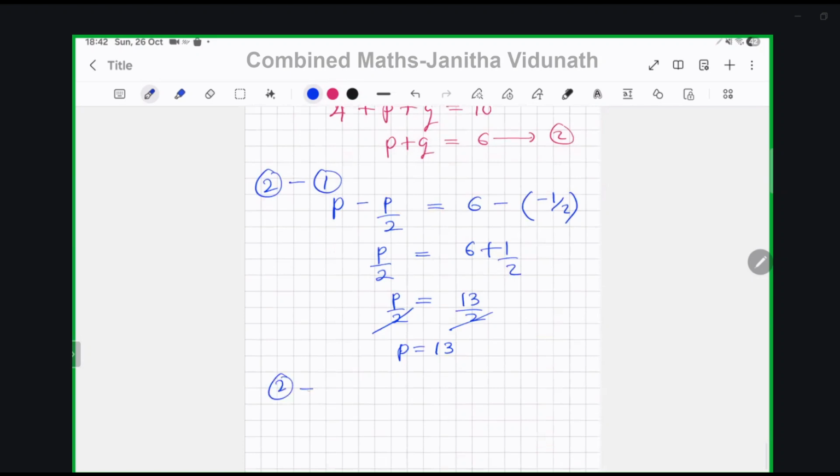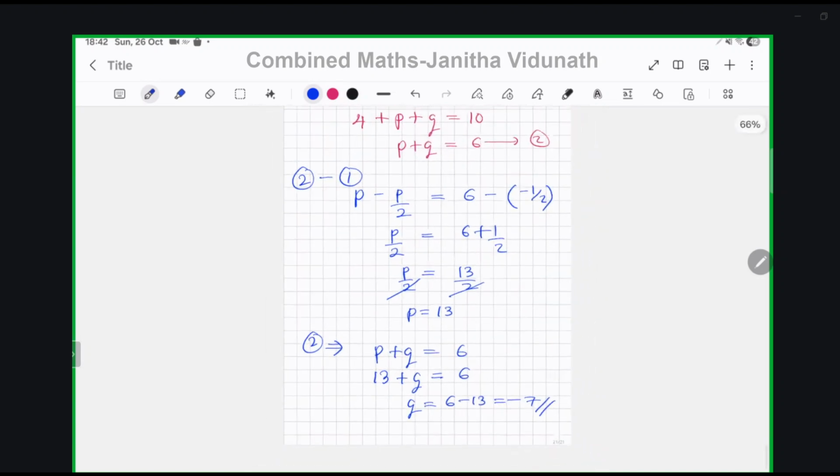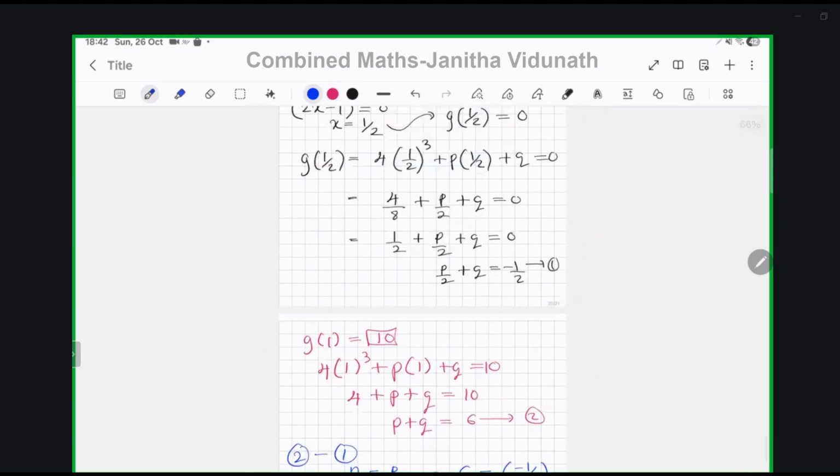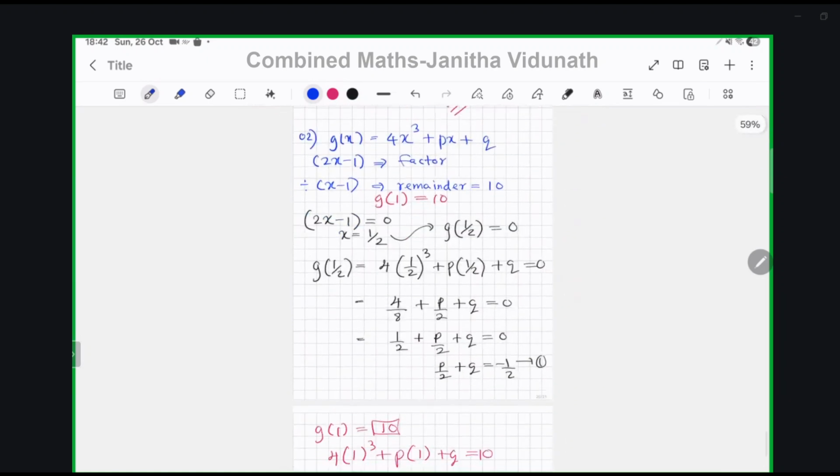From the second equation, we get p plus q is equal to 6. That means 13 plus q is equal to 6. That means q is equal to 6 minus 13. That means minus 7. Okay. Now I will give around another 2 minutes to write down those things if you are unable to solve the question.